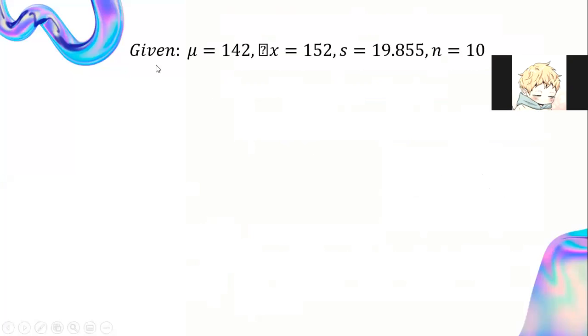Yan. So, kunyari, di ba, kay Sofia kanina, yung population mean is 142, the sample mean is 152. Then, kunyari, na-compute na natin that the standard deviation is 19.855, and the N is equal to 10. Remember, sa t-test, we need to compute for the degrees of freedom. The df equals n minus 1. So ibig sabihin, ang degrees of freedom niya is 10 minus 1 equals 9. Mahalaga po yan. Bakit? Kasi gagamitin natin siya mamaya pagdating sa tabular value natin.